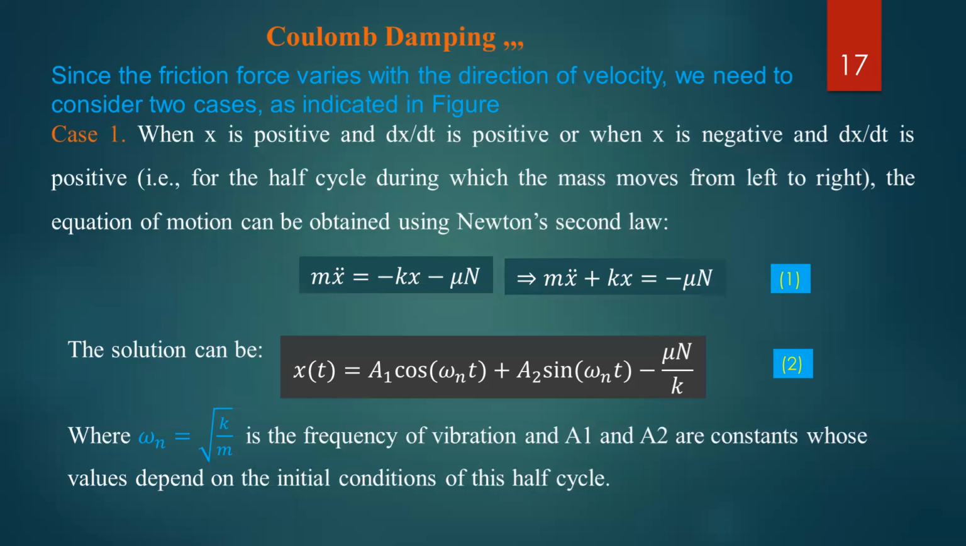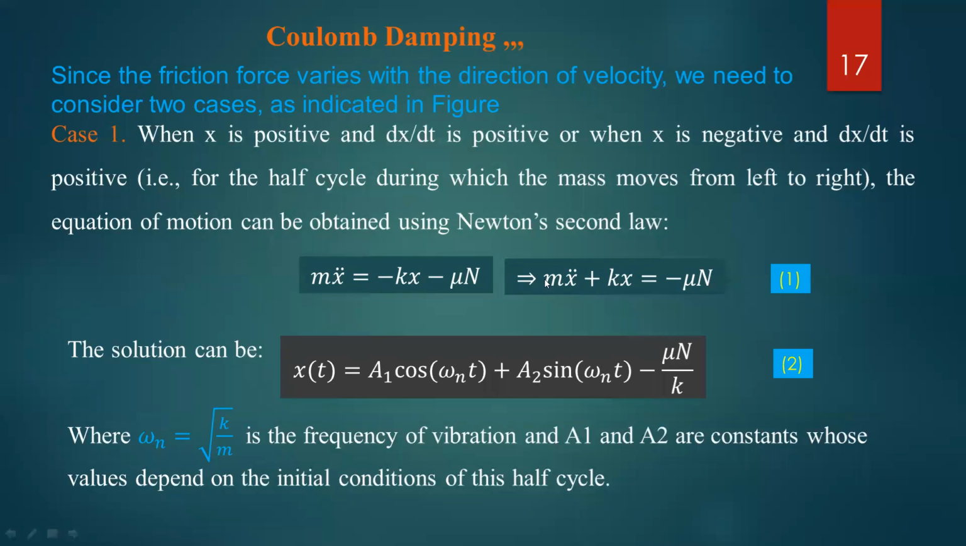For such a case, from Newton's second law, we have this relation: m x double dot, or mass times acceleration, equals minus kx minus mu N. This is one of the relations, which gives m x double dot plus kx equals minus mu N. This is not a partial differential equation but an ordinary differential equation of the second order, and it is not a homogeneous equation.